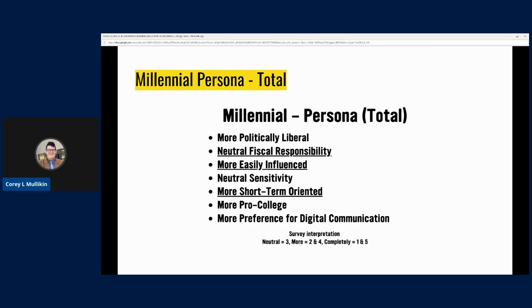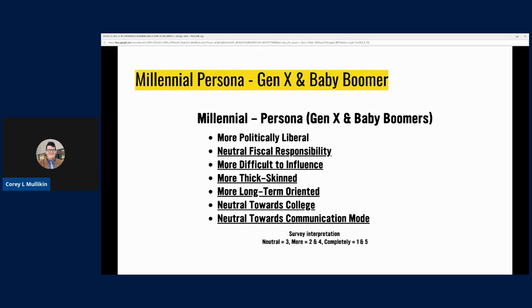So, how did the baby boomers and the Gen X view them? Well, we can see they had quite a hard time. We can see that while most of those said, they also said they're more thick-skinned. They're neutral towards college, and they're neutral towards communication mode. Those aren't true. So, they only have one that's accurate, just like when they tried to look at Gen Z. They aren't getting the full picture.